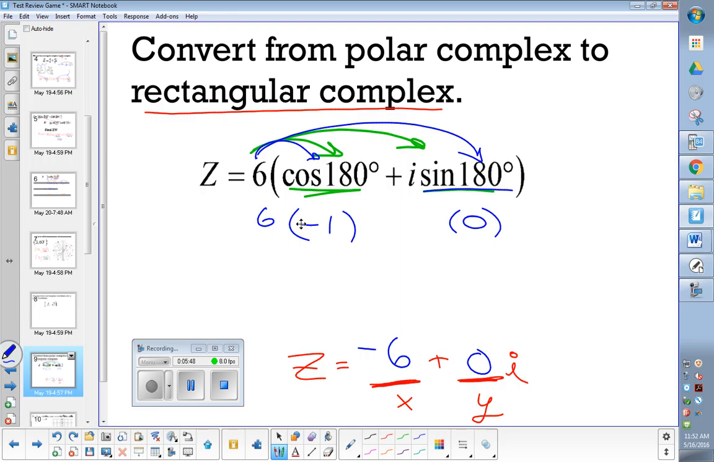What a lot of students will do is they'll try to tell me this because you don't have a y. But what happens when you take anything times 0? It's 0. So this is really -6 plus 0, or just -6 is a better answer than -6 plus 0i. Make sense?